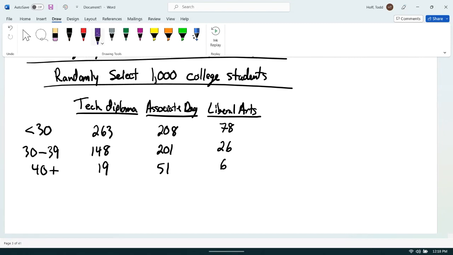Now, to make a contingency table work, we need some totals. So let's do row totals.